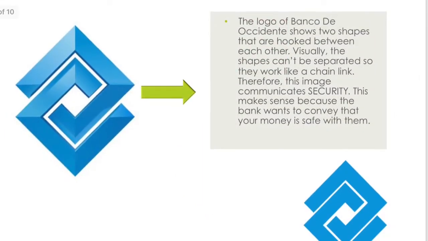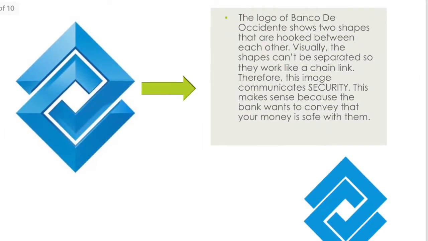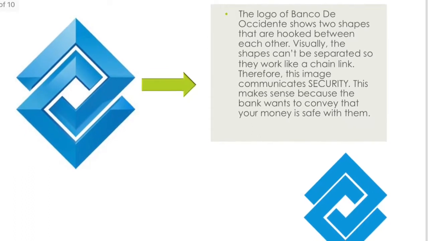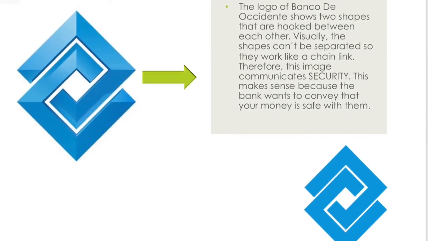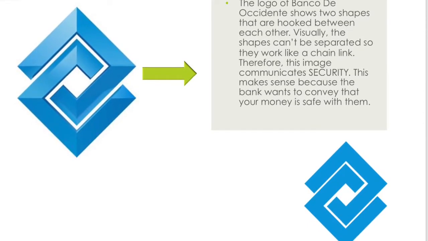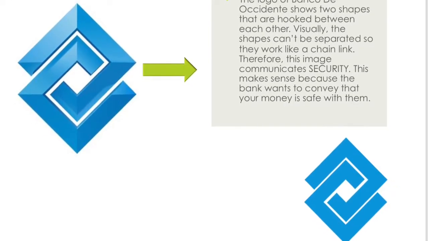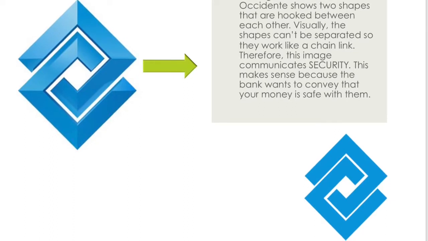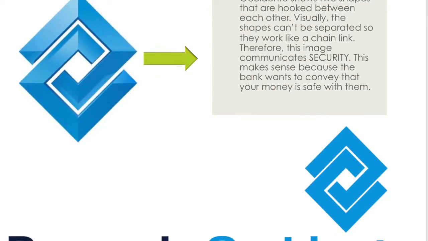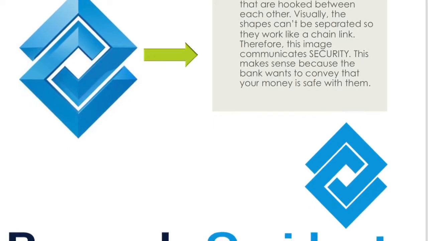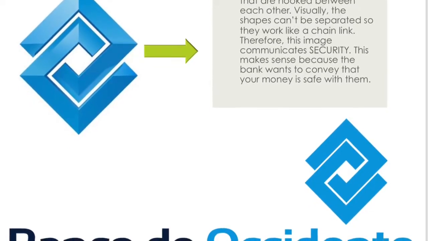Okay, so I selected this logo from our previous slide. This logo from Banco de Occidente, I like it a lot because it's a logo that conveys or communicates this idea of security. And it does so by having two shapes that are interlocked. They're like a chain link. They're permanently together. You cannot untie them, they're locked.